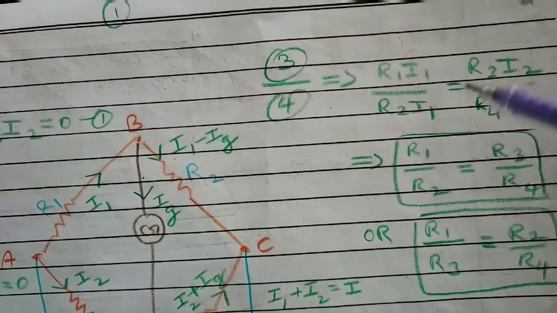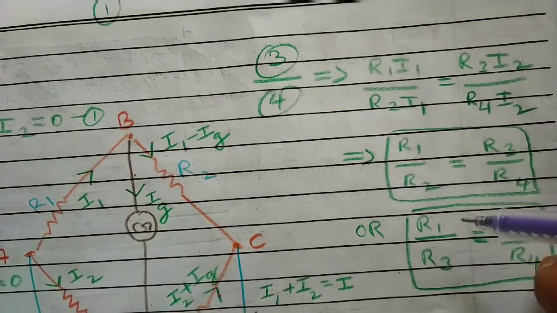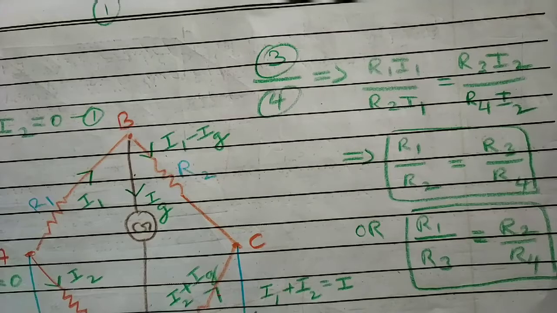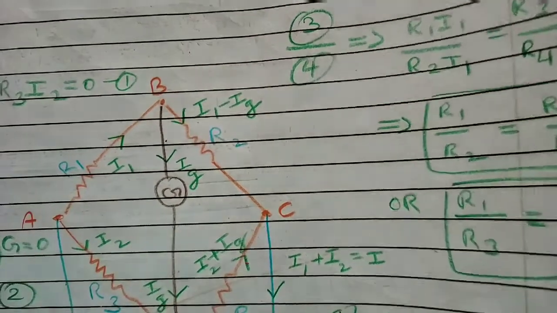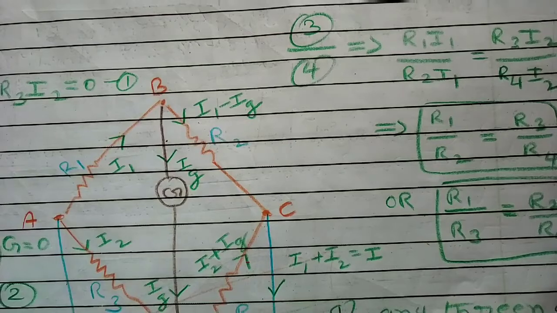This is equation 4. Now if you divide equation 3 by equation 4, I1 and I2 will get cancelled. You will get R1 by R2 is equal to R3 by R4. Means what? This is the relation among the 4 resistors. So when the circuit comes in balanced state, we will get one equation connecting all the 4 resistors.